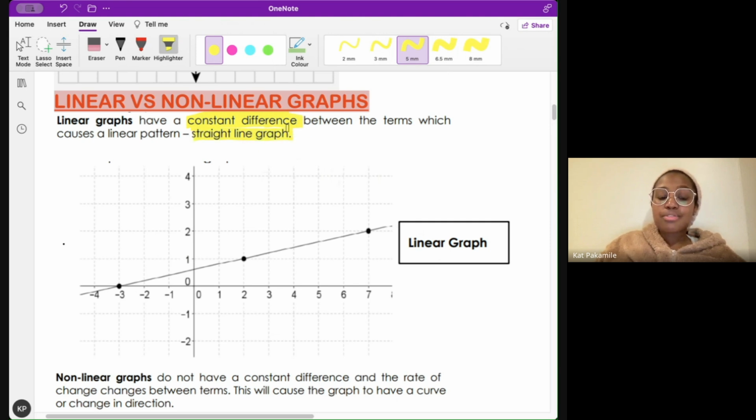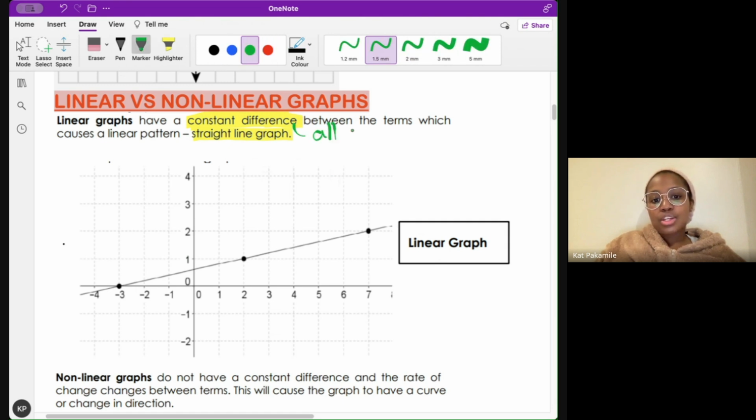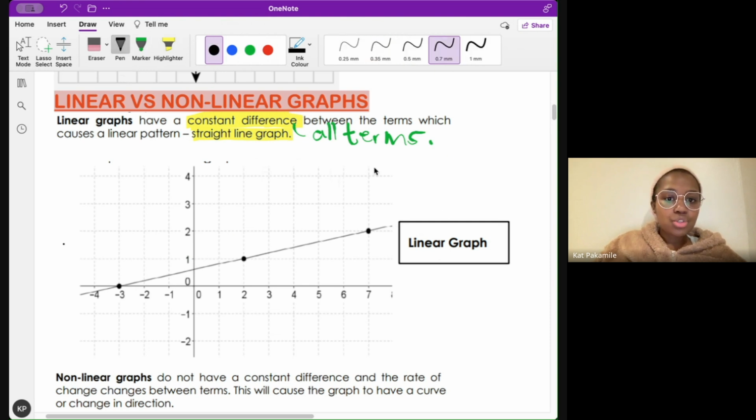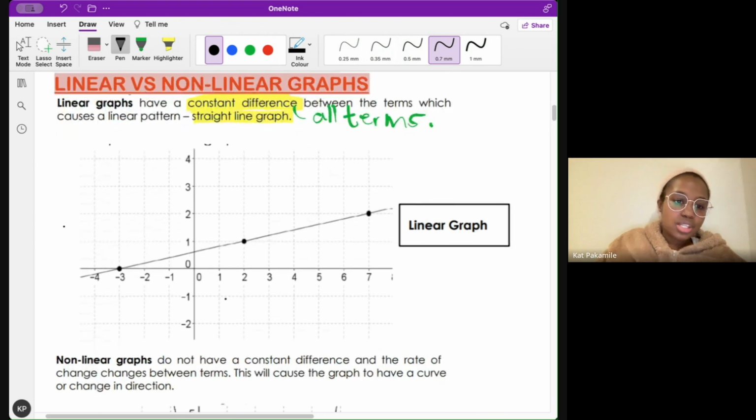Now that constant difference has to be between all the terms. You'll see why I'm emphasizing this later on when we're doing exercises. It is a constant difference between all the terms, not just 2 or 3 of them, all of them. This is what a linear graph would look like. It is an absolute straight line. If I put my ruler at the first and last point, the whole graph will fall along the ruler. That's basically what we mean.